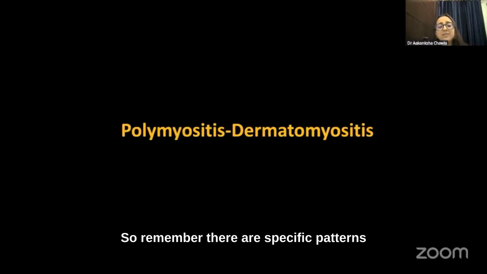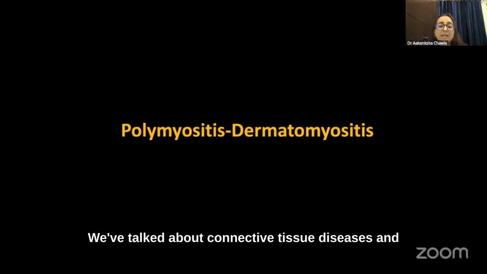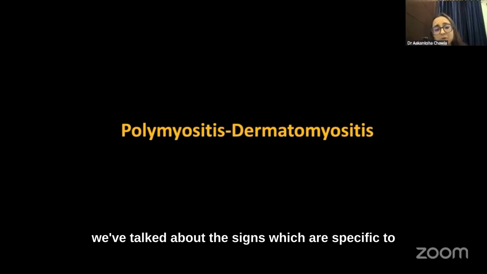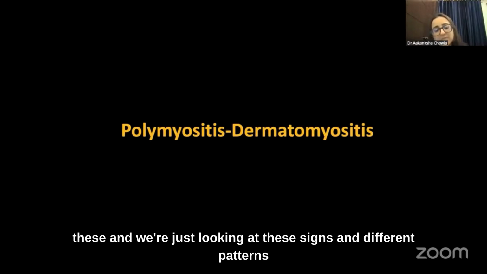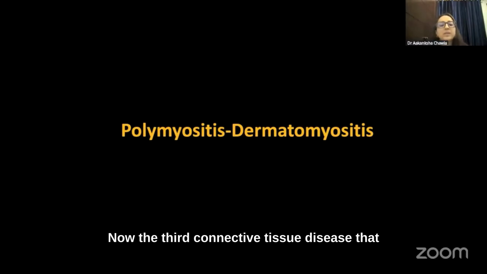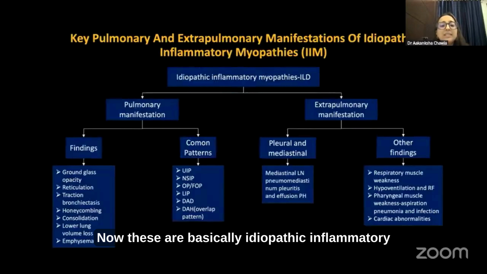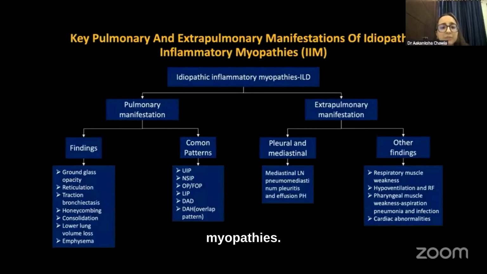So remember, there are specific patterns that we've talked about. We've talked about connective tissue diseases, and we've talked about the signs which are specific to these. And we're just looking at these signs and different patterns of specific diseases. Now, the third connective tissue disease that we're going to look at is polymyositis and dermatomyositis. Now, these are basically idiopathic inflammatory myopathies.